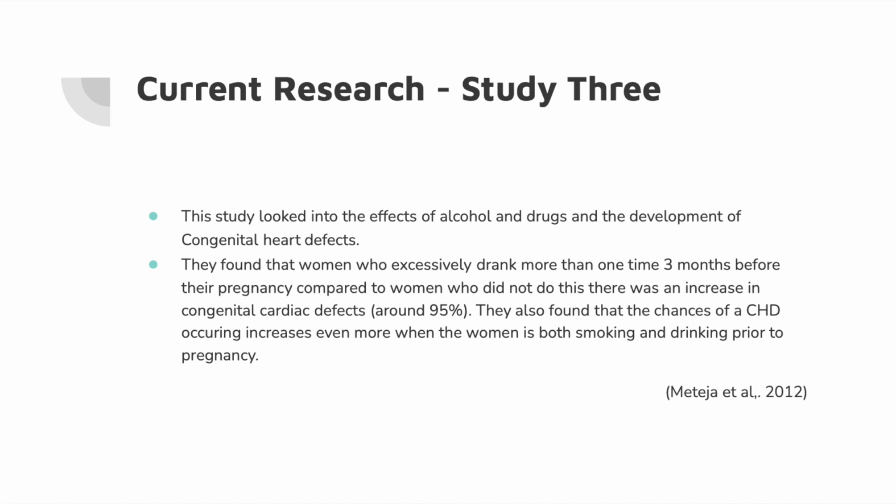Study 3. This study looked into the effects of alcohol and drugs in regards to the development of congenital heart defects. They found that women who excessively drank more than one time in the 3 months before their pregnancy, compared to women who did not do this, had an increase in congenital cardiac defects, around 95%. They also found that the chances of a congenital heart defect occurring increases even more when the woman is both smoking and drinking prior to pregnancy.